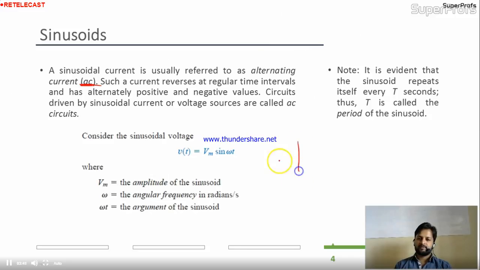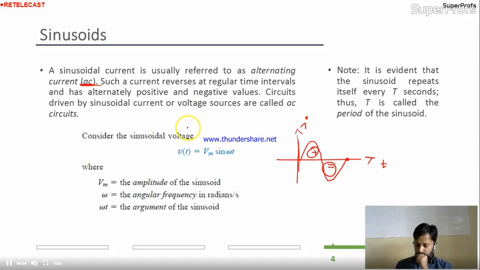I showed you like this. This is the graph for the AC current. This is the time varying current, right? This is the positive value, negative value in one cycle. Now, circuits driven by sinusoidal current or voltage sources are called AC circuits. Now come to the point that if we are having this type of graph and we call it sinusoidal, what will be the mathematical model of this?